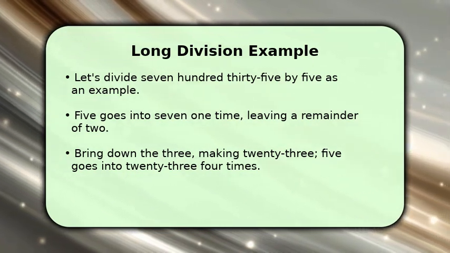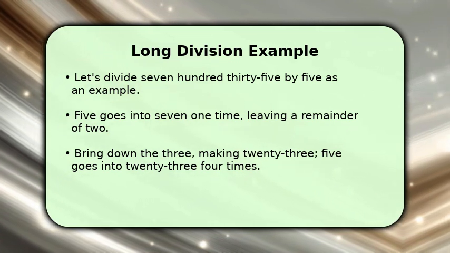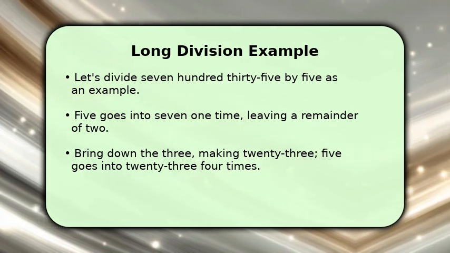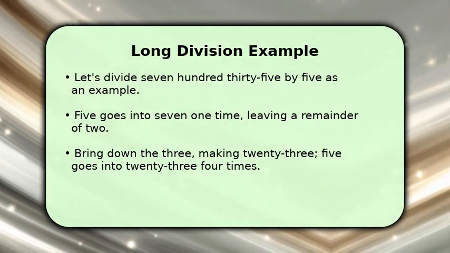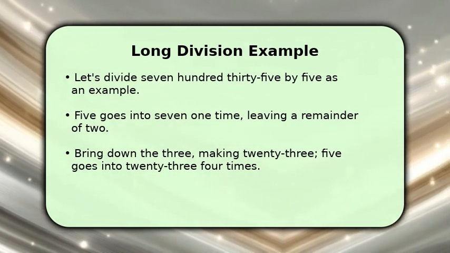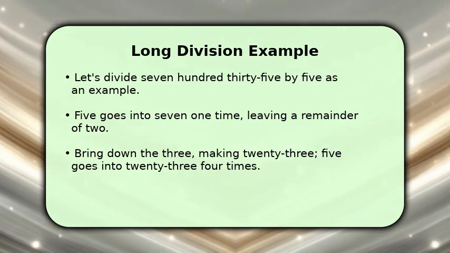First, 5 goes into 7 one time. Write 1 above the 7, then subtract 5 from 7, leaving 2. Bring down the 3, making 23. 5 goes into 23 4 times with a remainder of 3. Bring down the 5, making 35. 5 goes into 35 exactly 7 times with no remainder.